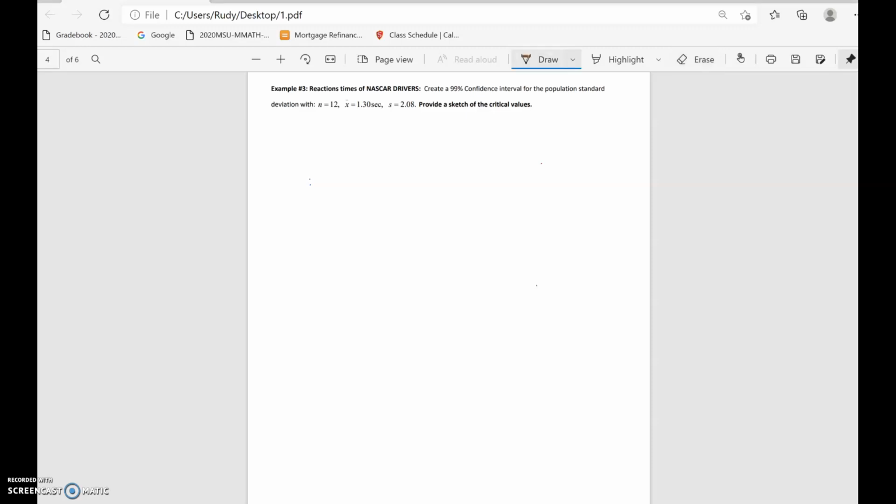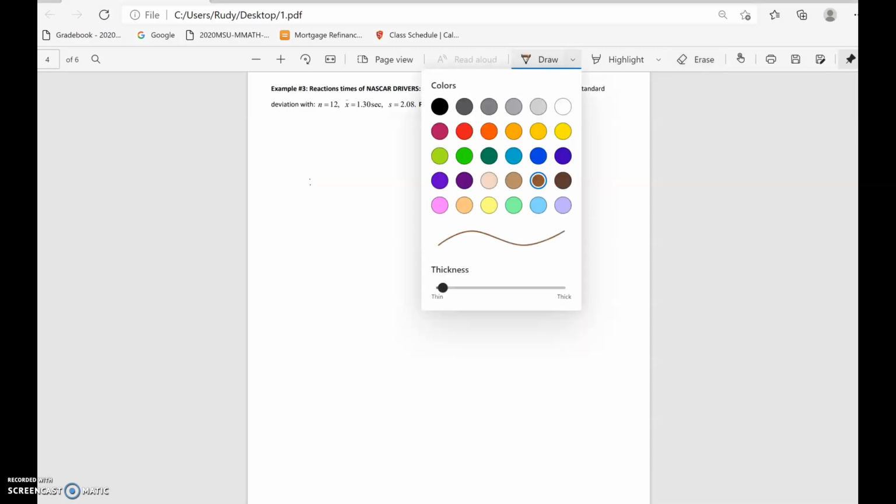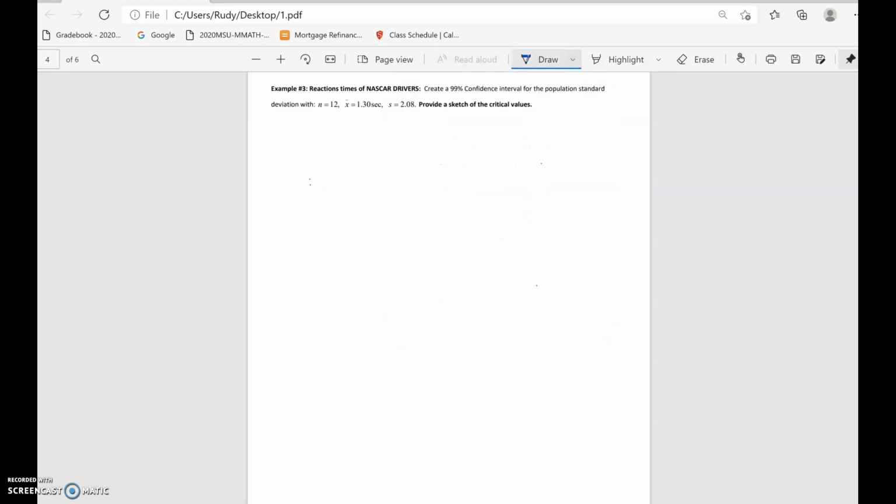Hi class, let's take a look at example 3. In example 3, we're looking at a total of 12 observations, so 11 degrees of freedom, a standard deviation of 2.8, and the value of C is equal to 0.99. So let's start with the critical values.